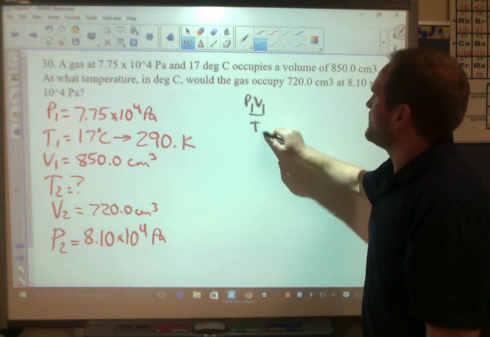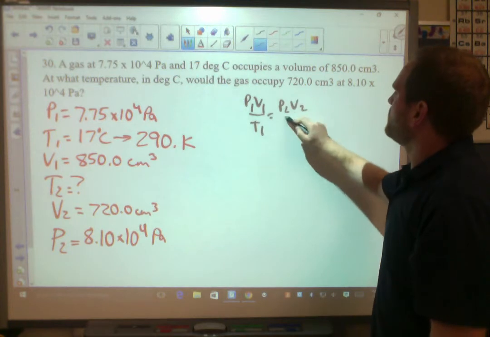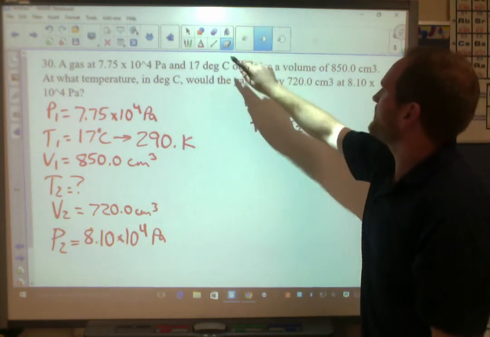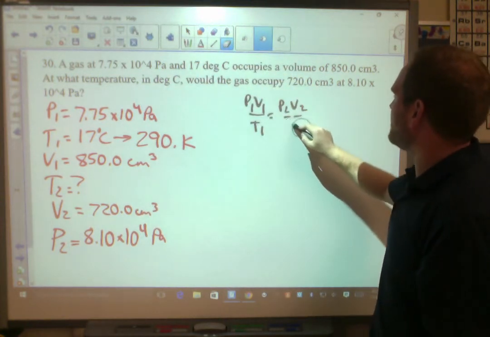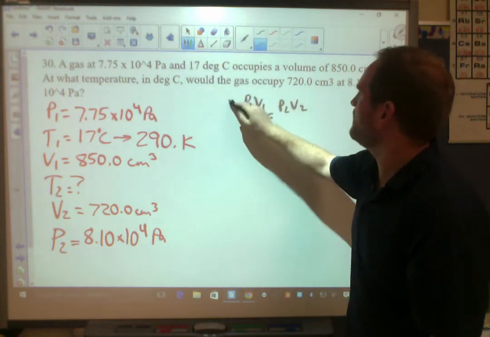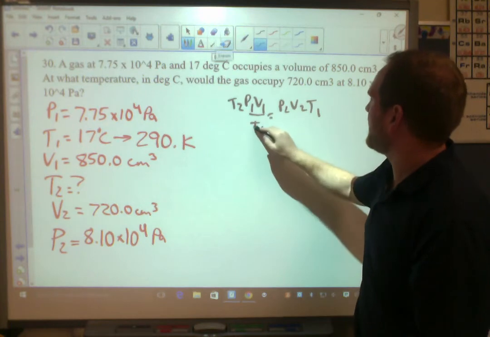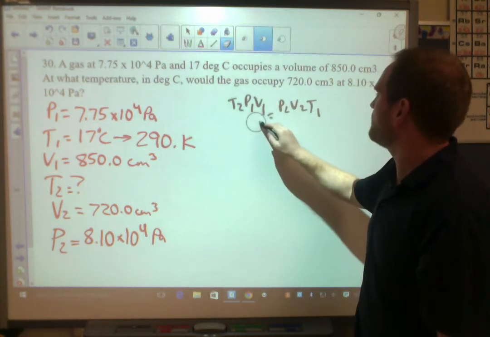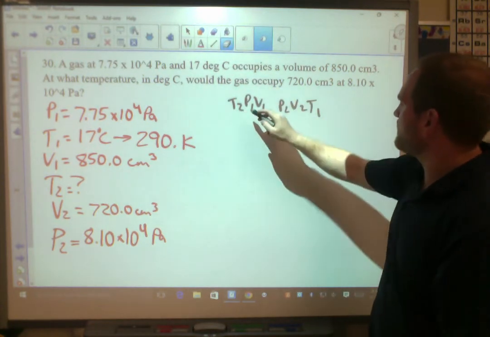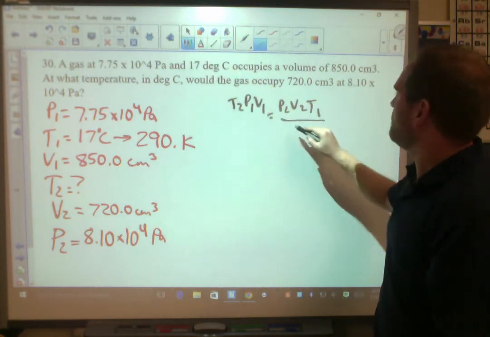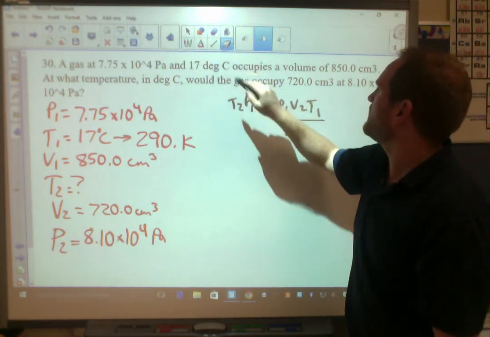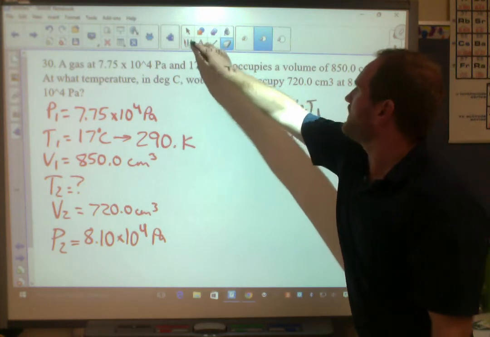P1 V1 over T1 equals P2 V2 over T2. Let's get rid of this denominator by getting rid of that and putting T2 up here. Let's do the same. Let's get T1 up here by multiplying. That gets rid of both my denominators. Now to get T2 by itself, I simply divide both sides by P1 V1. This goes away, and that's my equation.